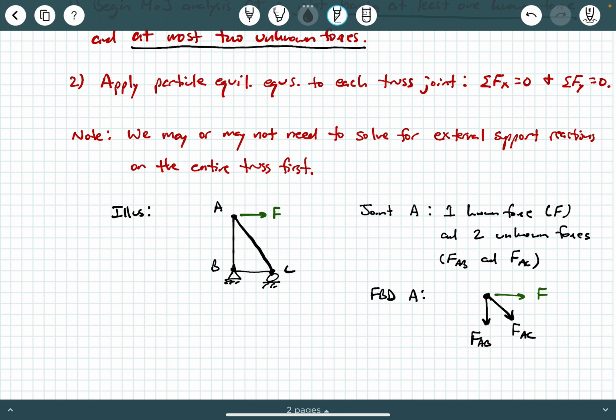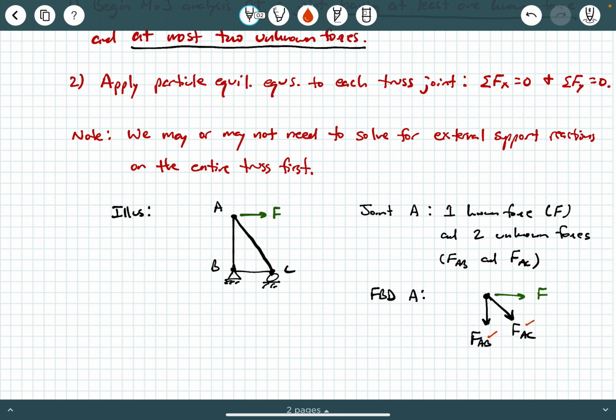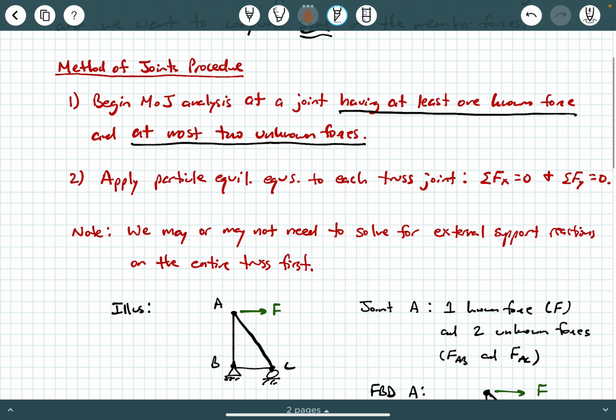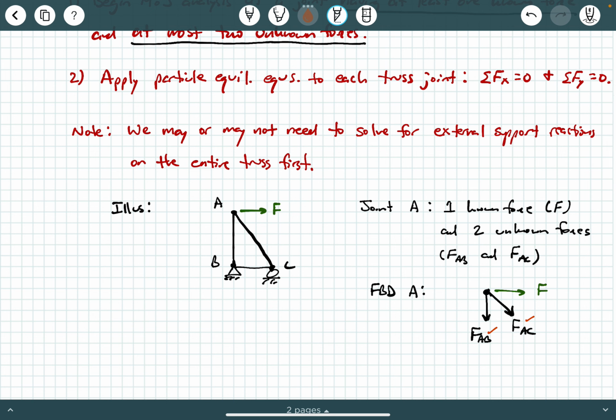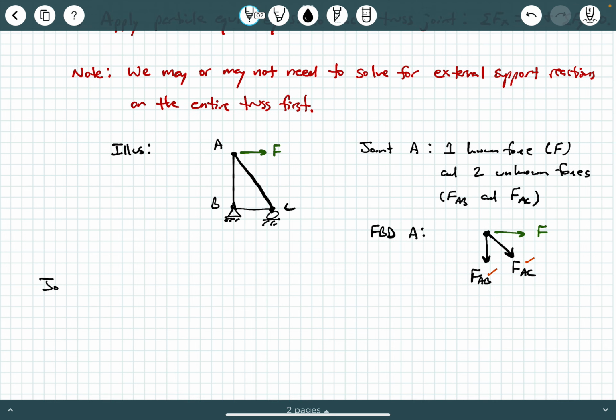Now, what will we do next? Well, again, we're applying principles of particle equilibrium. So after we calculate FAB and FAC, we are then going to move to one of the other two joints that also satisfies number one here, okay? So watch this. If I'm done with A, the next one I'm going to move to is joint C, okay?